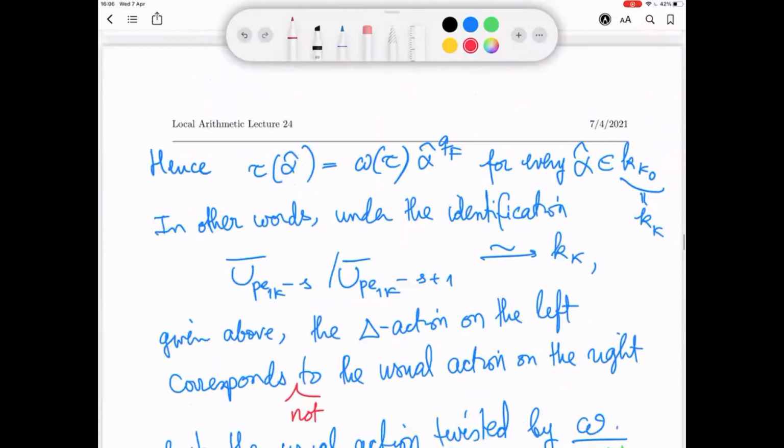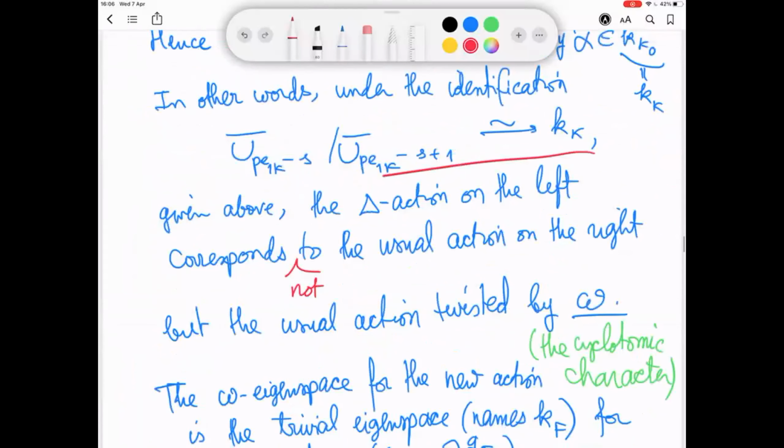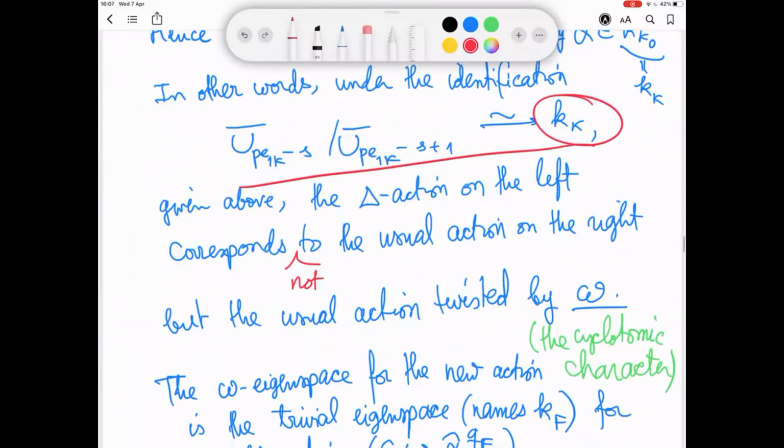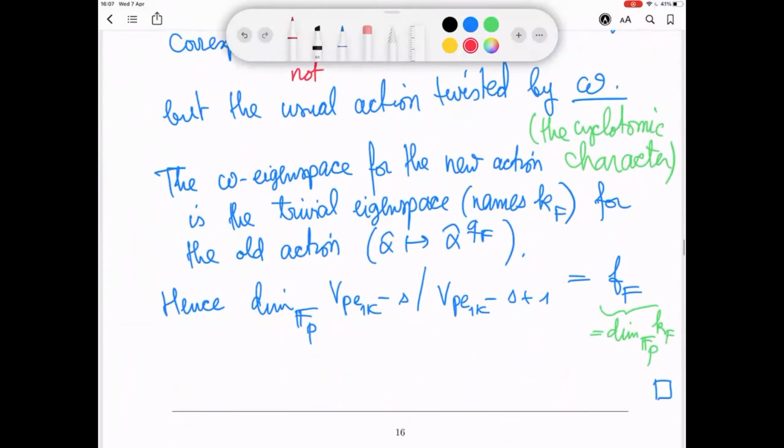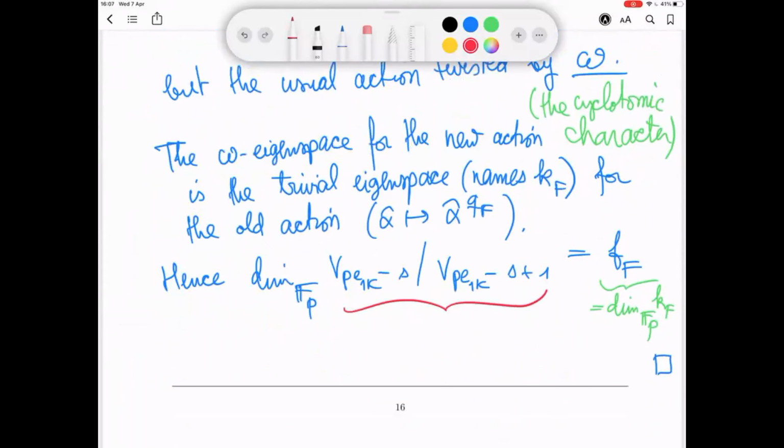Okay, so here it is. This is KK, and the eigenspace is this, which becomes isomorphic to KF, and therefore the dimension is FF.